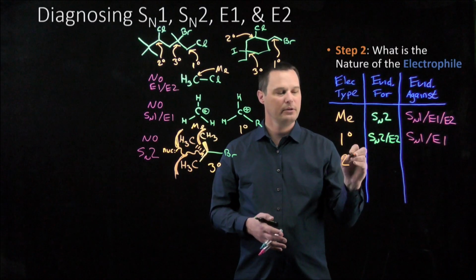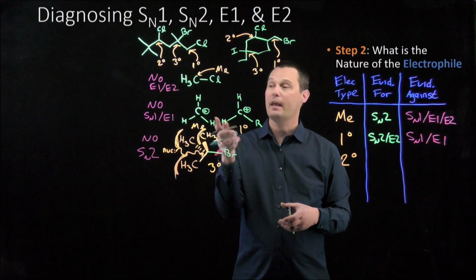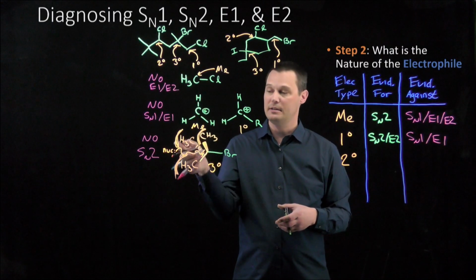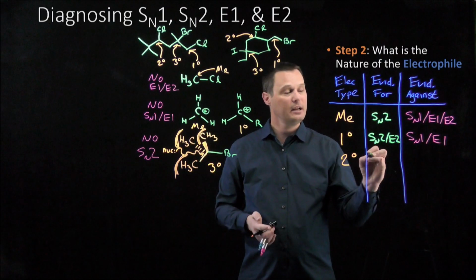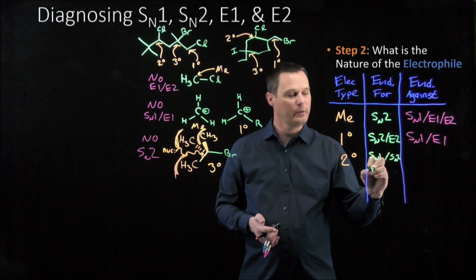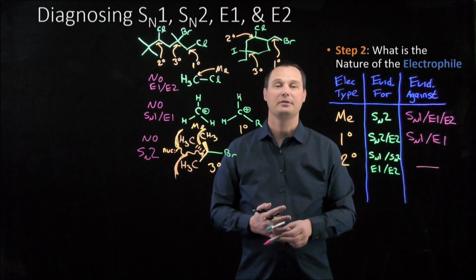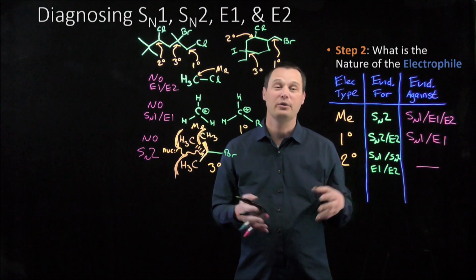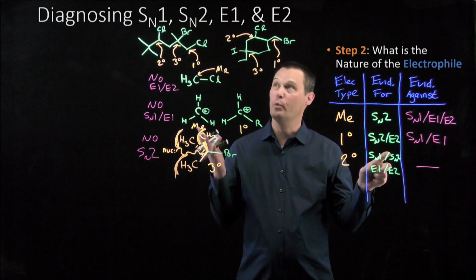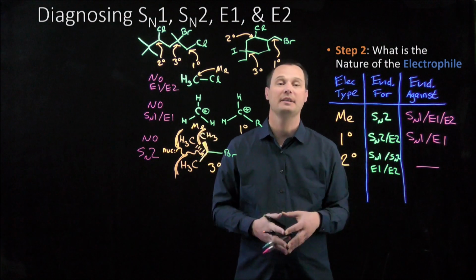Our electrophile could be a secondary electrophile. A secondary electrophile can form a carbocation, and it does have a beta carbon, and it is not too sterically hindered. So a secondary electrophile can do an SN1 reaction, an SN2 reaction, an E1 reaction, or an E2 reaction. And it is evidence against none of the reactions. That's right, the secondary electrophile can do them all. It doesn't help us determine which of the four mechanisms are in play. We'll have to use other evidence to decide if we have a secondary electrophile.